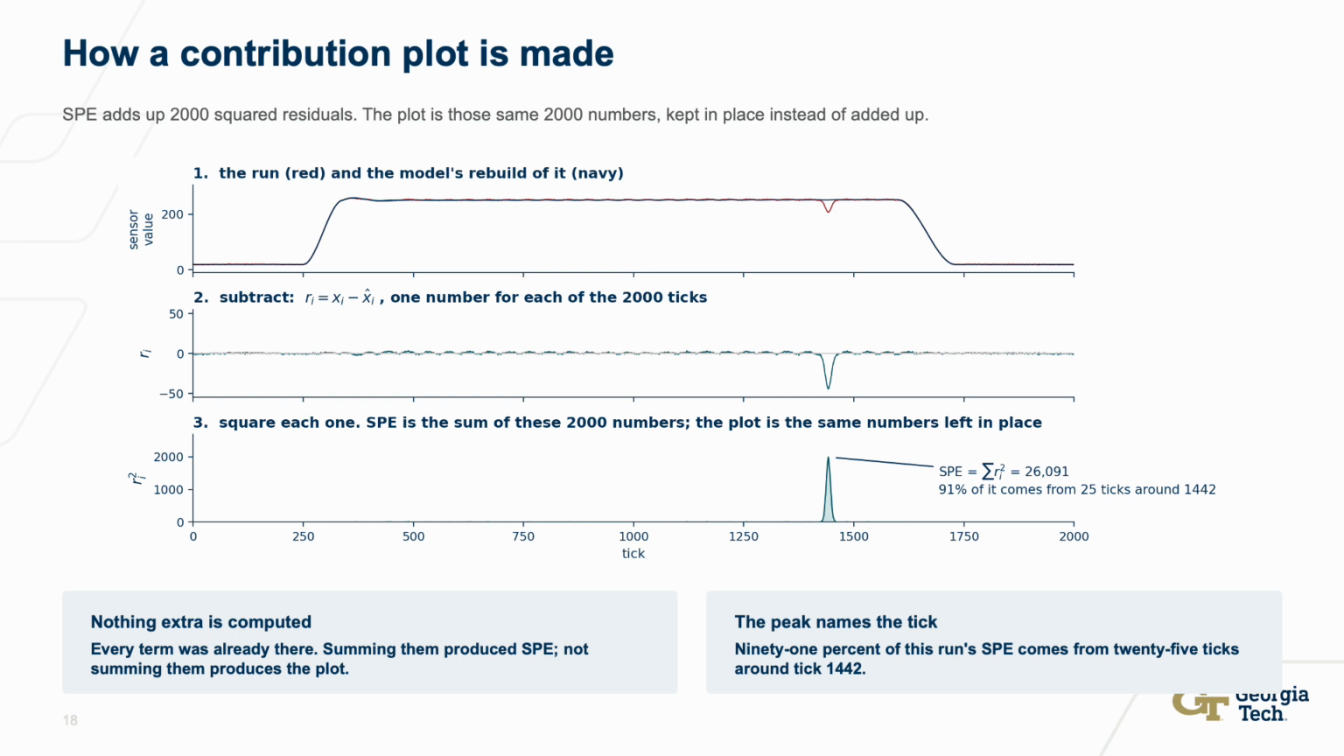On this run, 91% of the score comes from 25 ticks around tick 42. That is a sentence an engineer can act on. The next slide shows what the same plot looks like for faults that were spread out rather than concentrated.